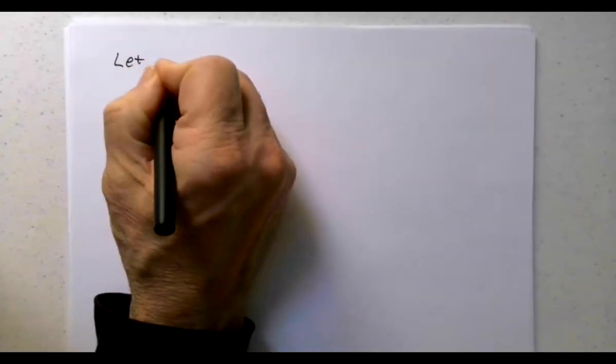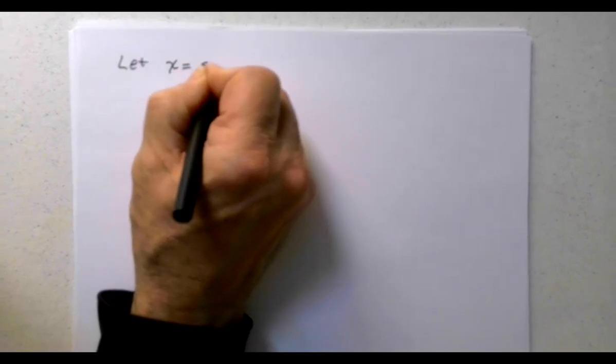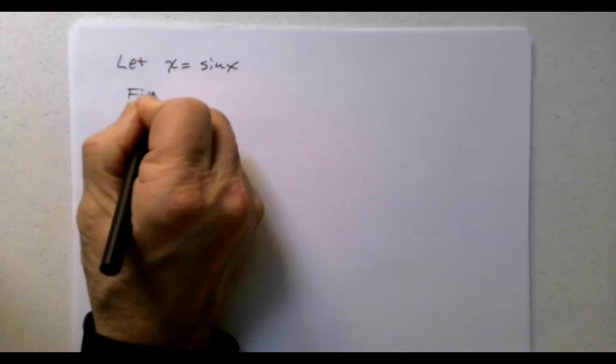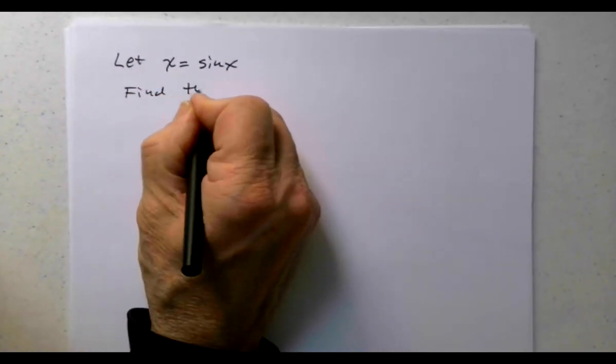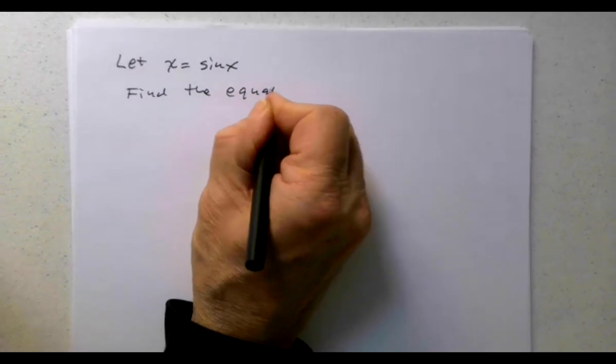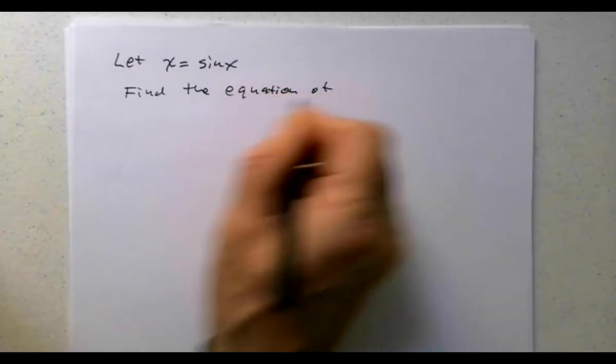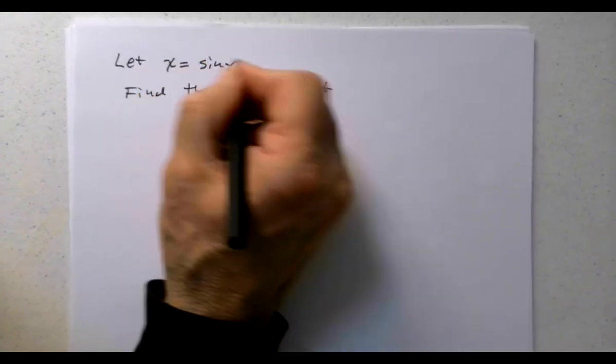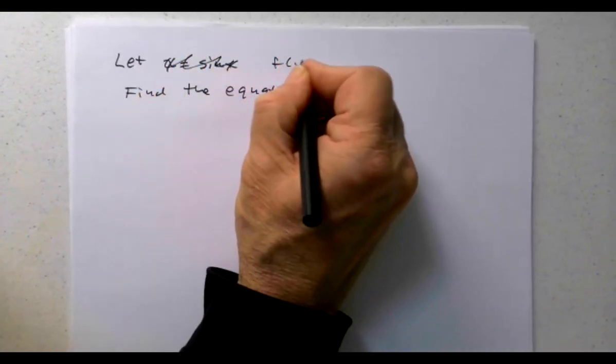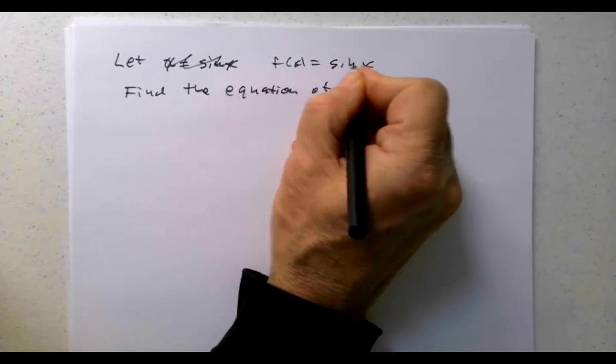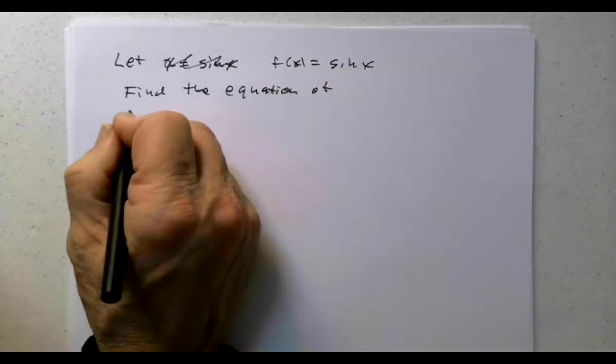So what's our goal going to be? This time I am going to say, let f of x equal sine x. Find the equation of the tangent line, as we did on the other page. Let f of x equal sine x, or y equals sine x. Find the equation of the tangent line.